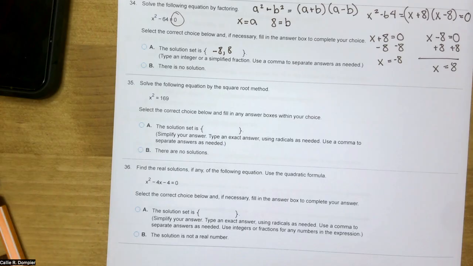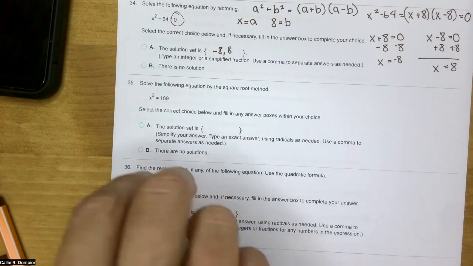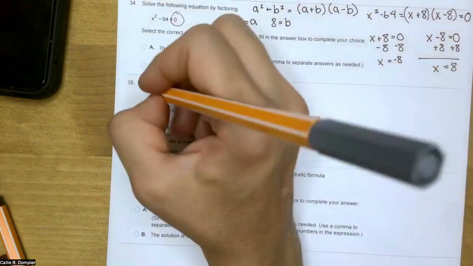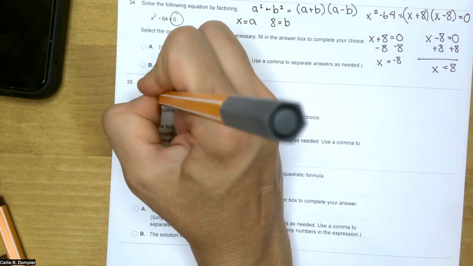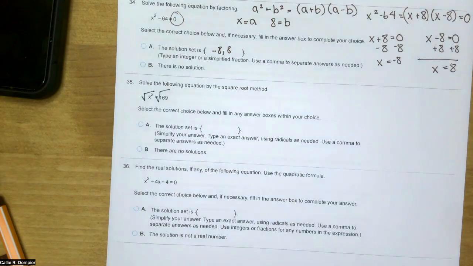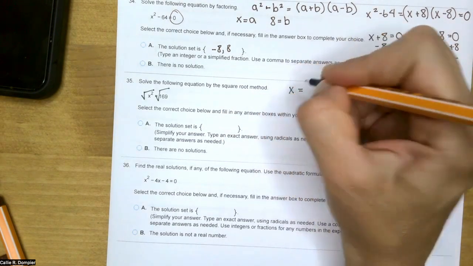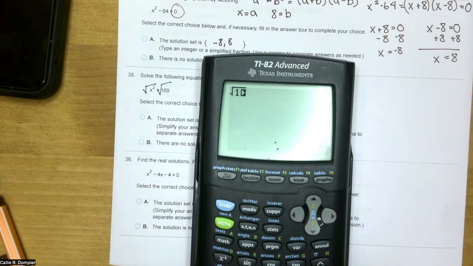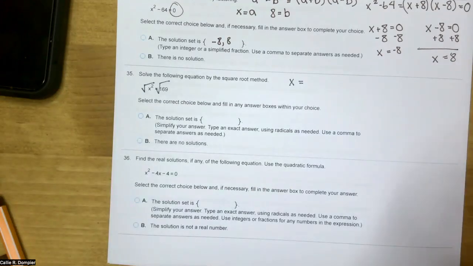35 asks us to solve it using the square root method. The square root method is simply to take the square root of both sides. Currently you have x squared on this side, and you have 169 on that side. So the square root of x squared is just x, and then the square root of 169 is 13.